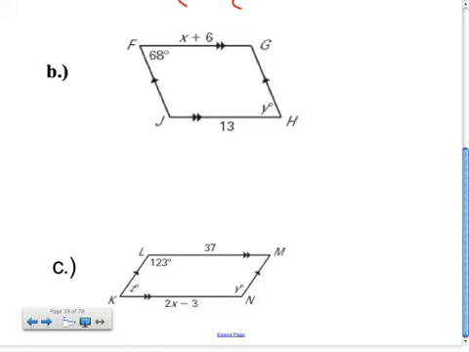Okay. Example 2, part B. Again, we've got to solve for x and for y. It doesn't matter which one. Pick one and solve for it. I always solve for x first. It comes first in the alphabet.